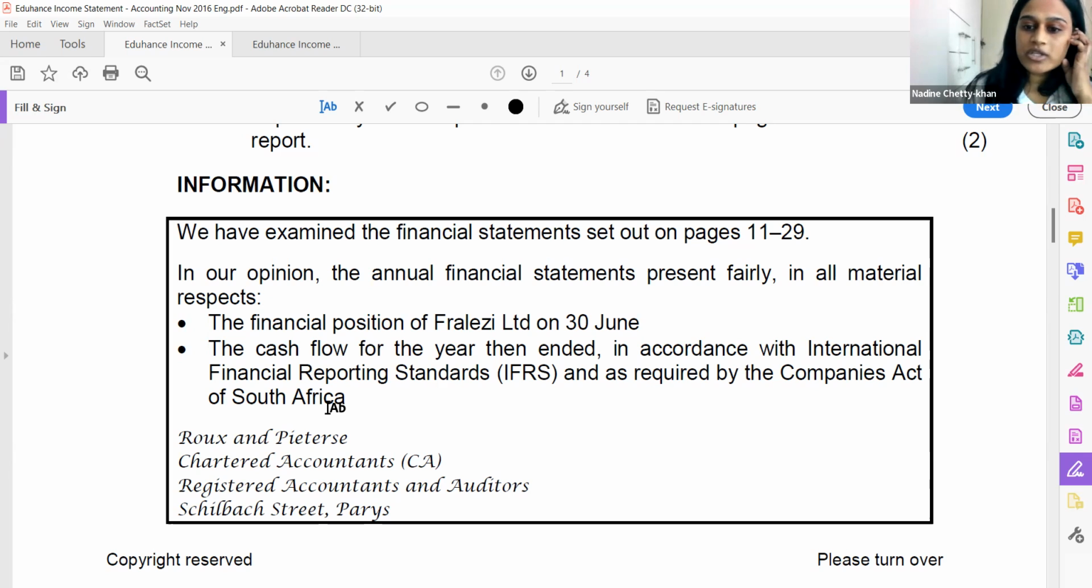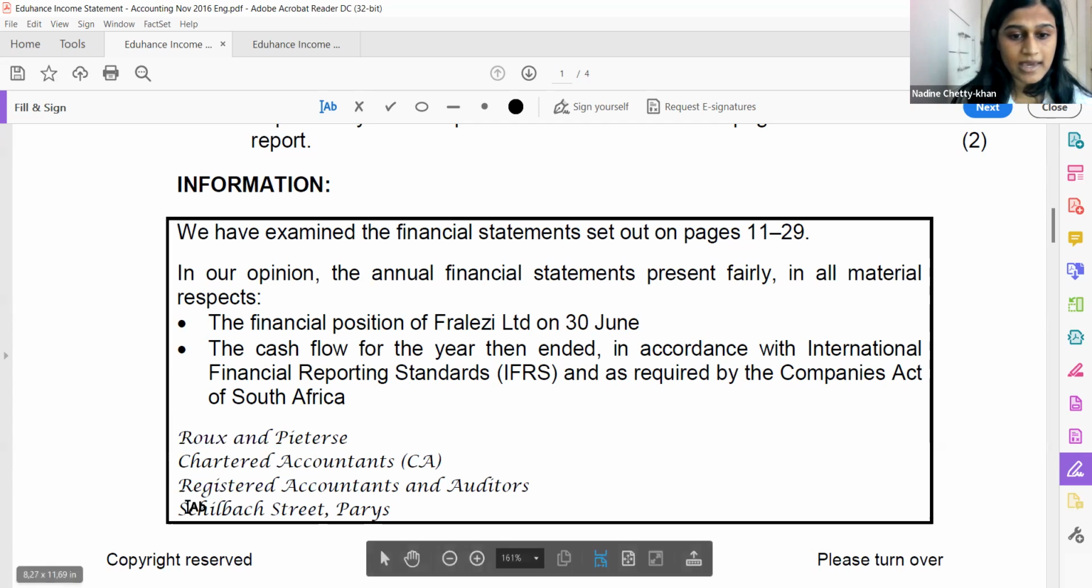So basically, the auditors use the international accounting standards and the legislation in South Africa as a standard to which the financial statements must be compared. So are they in compliance with these aspects? And then they sign off at the bottom, Rue and Peterson, which is the auditing firm. They are chartered accountants. So in order to be able to audit, you need to be a registered chartered accountant. Okay, so let's go to the questions.